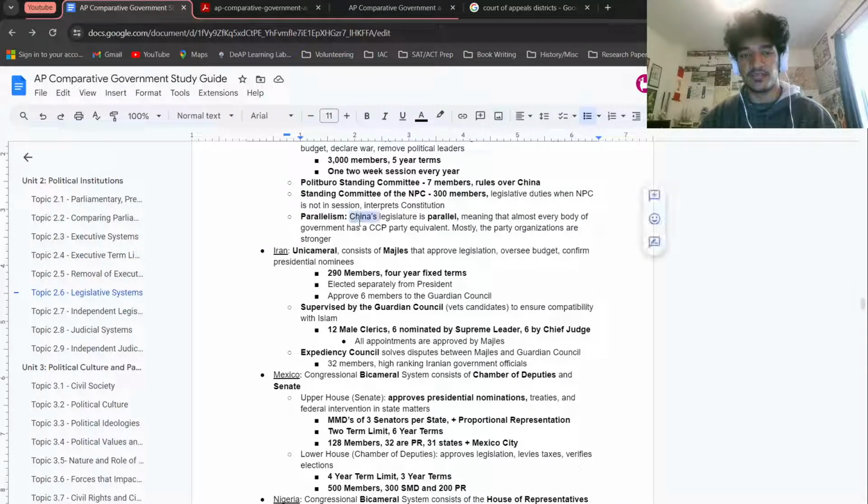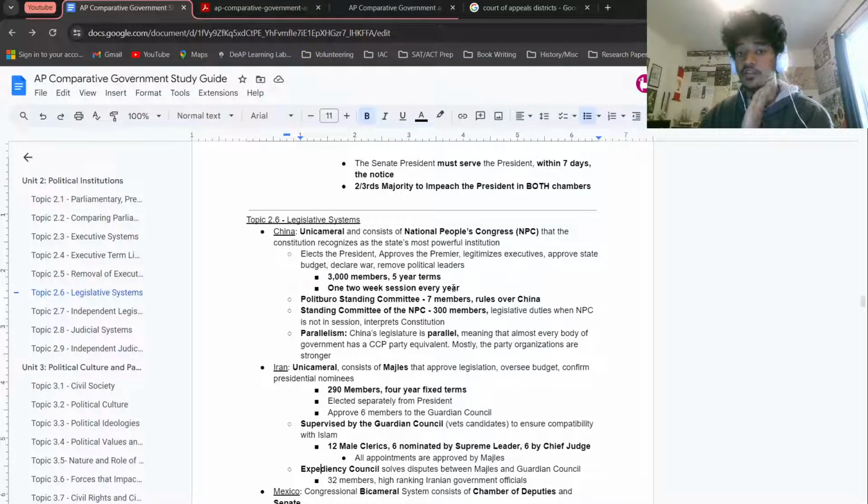So remember parallelism. You do not need to know that massive chart with them side by side, by the way. You don't need to know that. You should know the Politburo Standing Committee and the Standing Committee of the NPC.